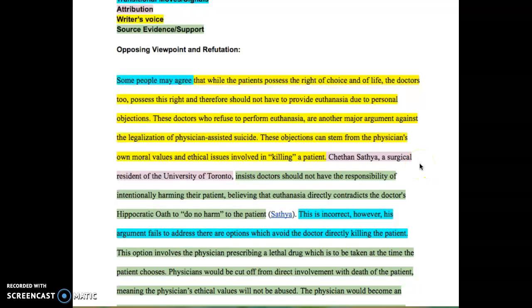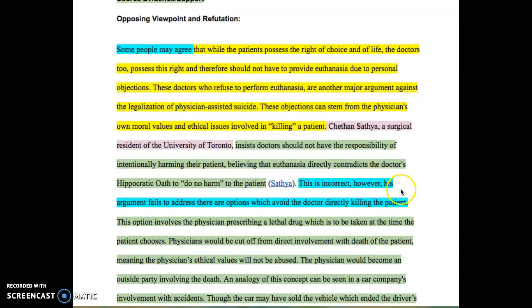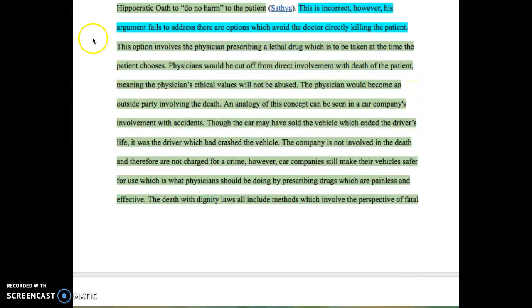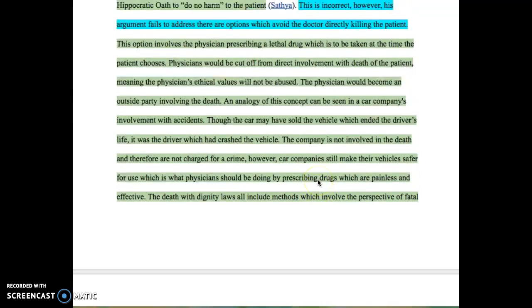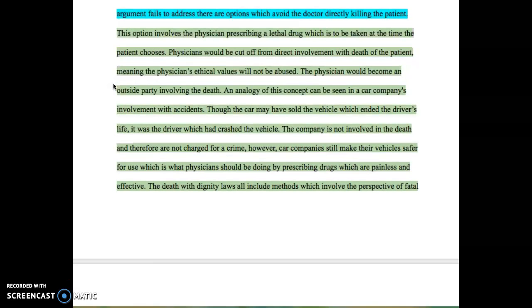Notice that right after that opposition is introduced, it's refuted. So the transitional move here is "this is incorrect, however." So there's the signal that we're refuting Sathya's viewpoint. This is incorrect, however. This argument fails to address there are options which avoid the doctor directly killing the patient. The writer then supports this refutation with what I assume is cited from this particular source here. But you'll see that it would have been helpful if there was an attributive tag here, or wherever the beginning of this information is.